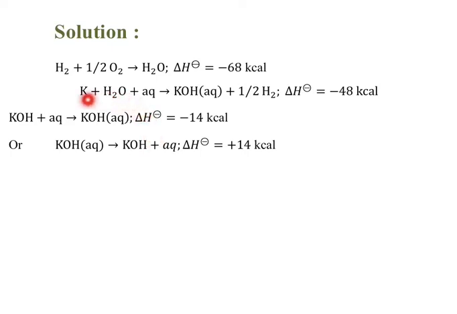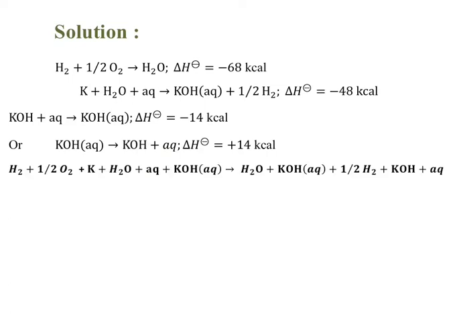You should always get an outline of this, then only you are going the right way. In the question itself, you should find the right way to calculate the required product. If they are asking for the formation of KOH, it means the product should be only KOH, not any other products. So on adding all the reactants, we get H2 plus O2 plus K plus H2O aqueous plus KOH. Aqueous means it's a hydration reaction, giving H2O plus KOH aqueous plus half H2 plus KOH aqueous.